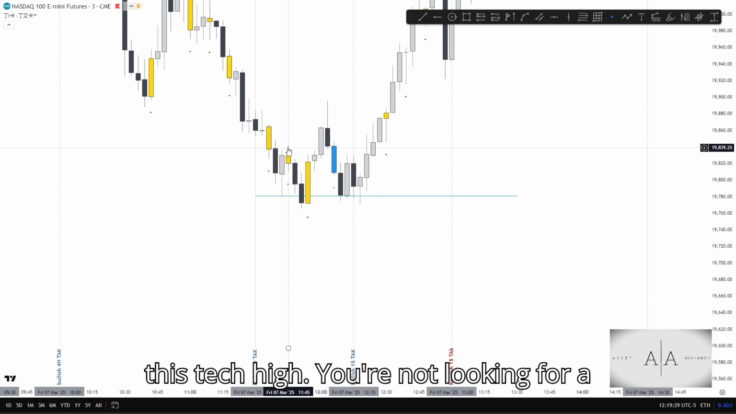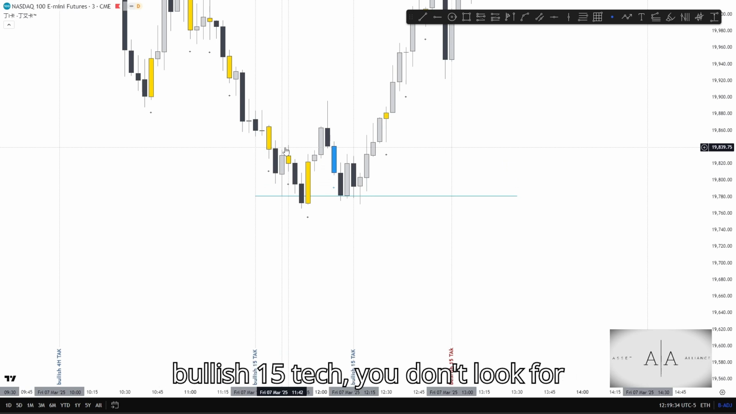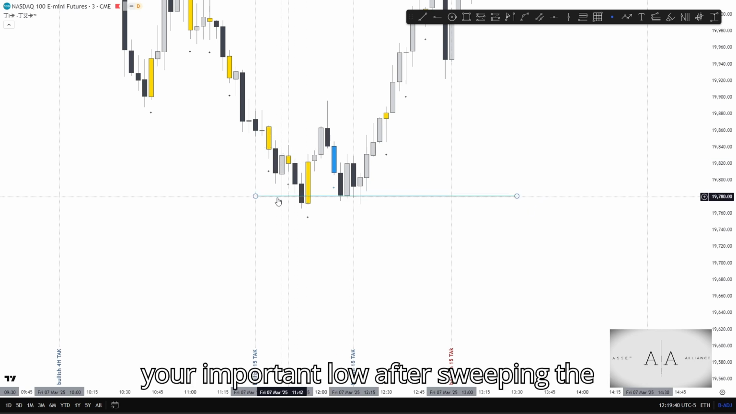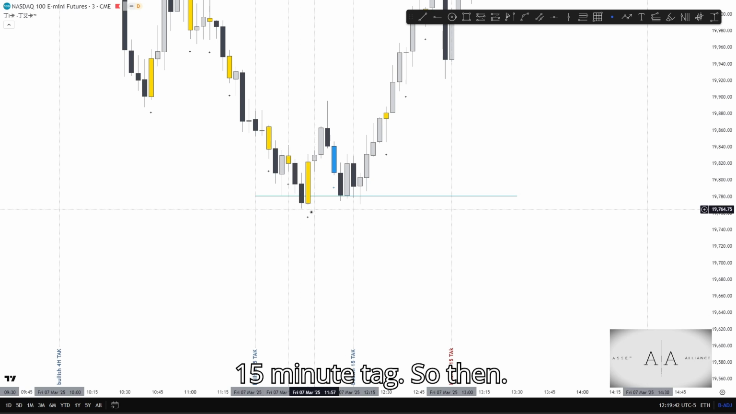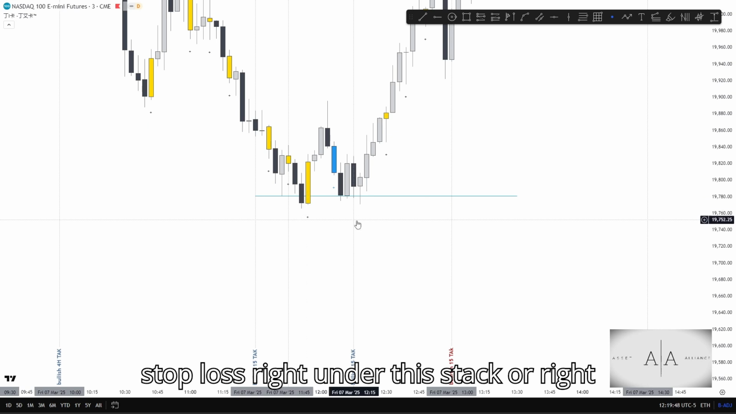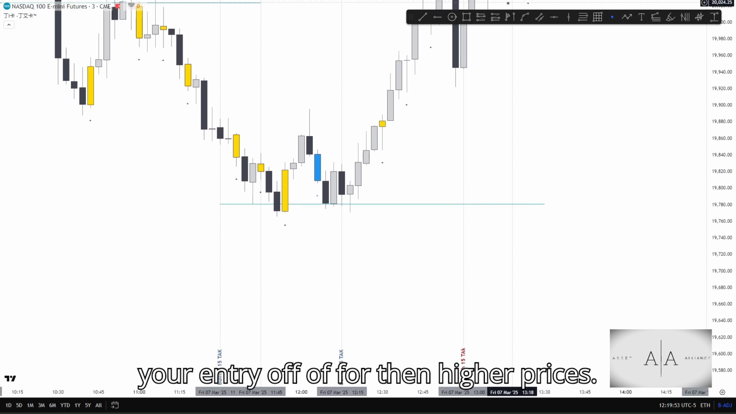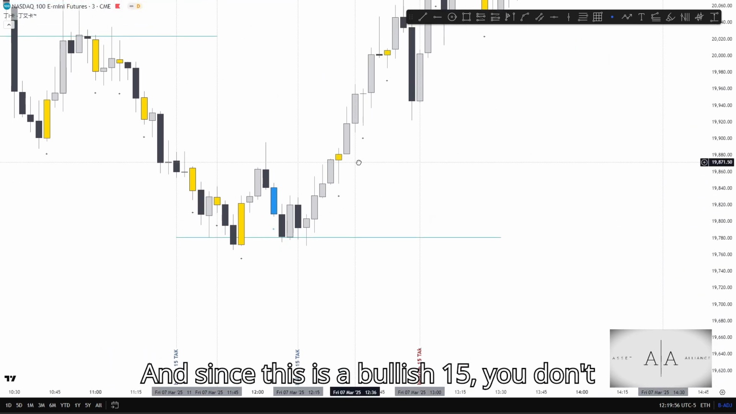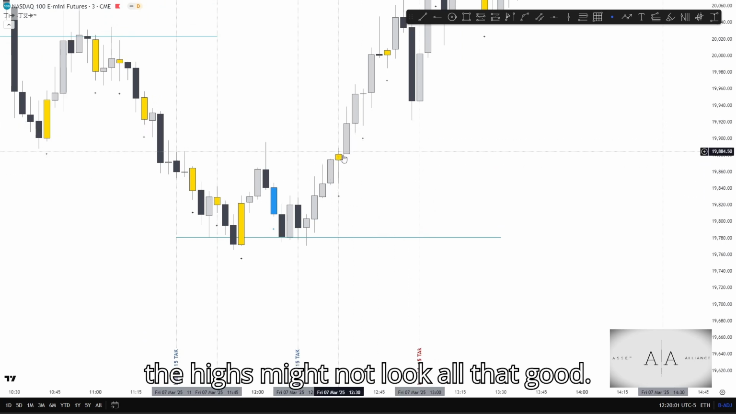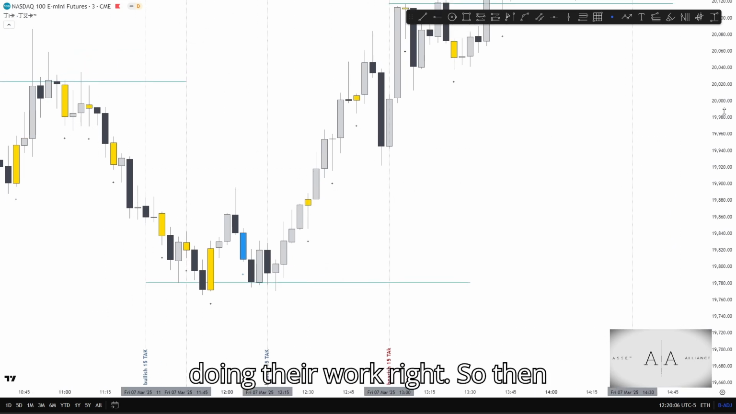So you have this tech high. You're not looking for a high because what? Because you're in a bullish 15 tech. You don't look for highs, you look for lows. So here you had your important low after sweeping the 15-minute tech. So then higher prices. You get your entry in here, stop loss right under this stack or right under the PD array that you're getting your entry off of, for then higher prices. And since this is a bullish 15, you don't mind if there's a 3-minute high, right? So this is why sometimes the highs might not look all that good. It's because the HTF techs are doing their work, right?